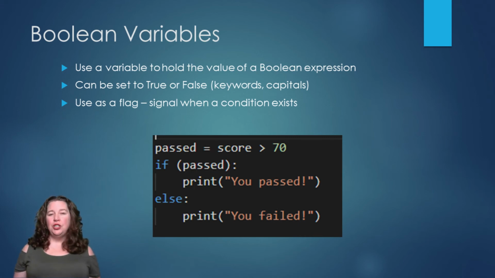Now I can just use passed as a conditional in my if statement all by itself. It makes things very clean in your code to be able to create a Boolean variable and then use that variable inside of your expression or inside of your conditional option for your if statements. So in this case, instead of saying if score is greater than 70, I can just say if passed, go do this. Otherwise, go do that. And it allows us to do that with a variable.